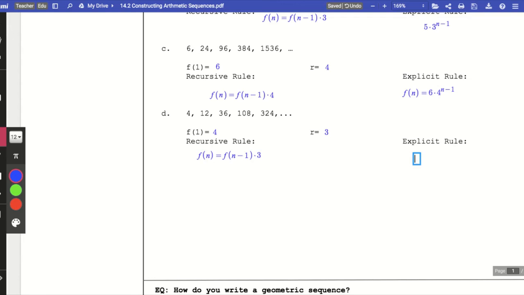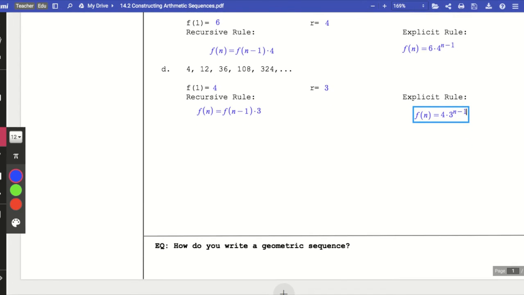And finally, the explicit rule. Remember, we like the explicit rule because I can find any term without having to identify the previous terms. So the explicit rule is really going to be your go-to. If you remember one of these formulas, remember the explicit rule. So f of n is going to equal, remember, the first term, which is 4, times the common ratio, which in this case is 3, to the n minus 1. And notice how we always have n minus 1 for our exponent. That makes it really simple.